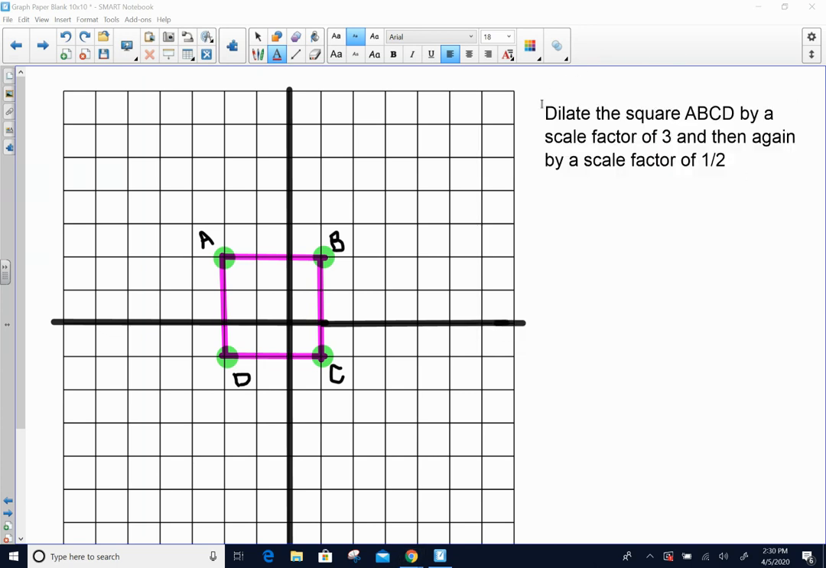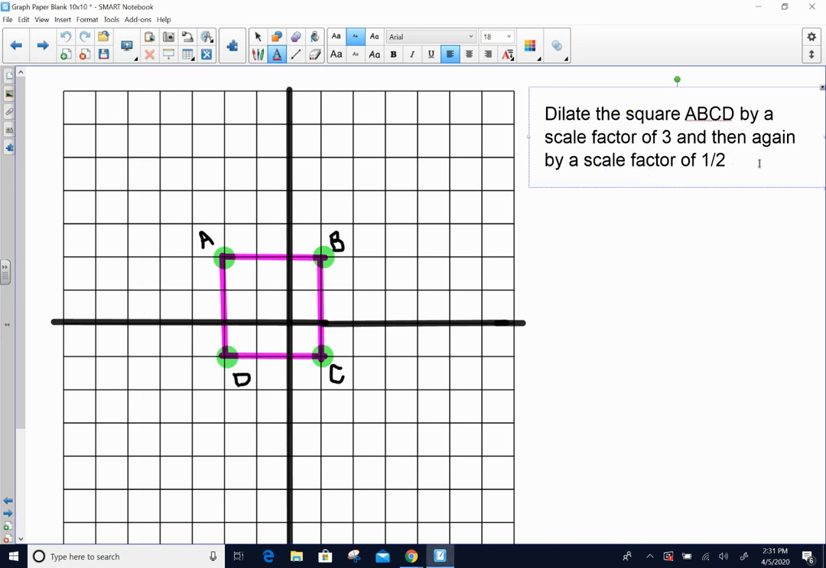My instructions are right here. I'm going to dilate the square ABCD. And it is a square. I had to check that for a second. I got nervous. By a scale factor of 3. And then again, by a scale factor of a half. So we're going to dilate this shape twice. Here we go. Let's do that.